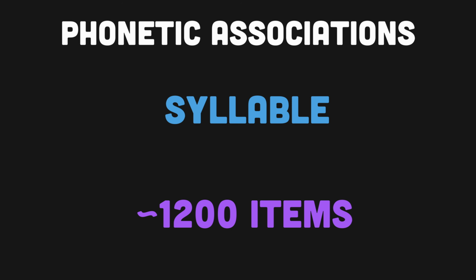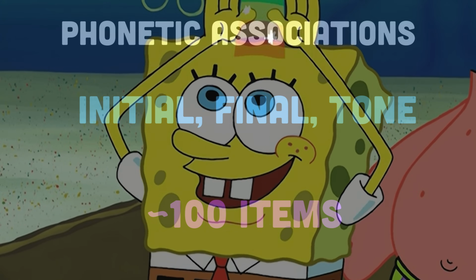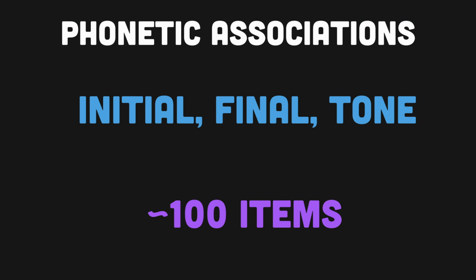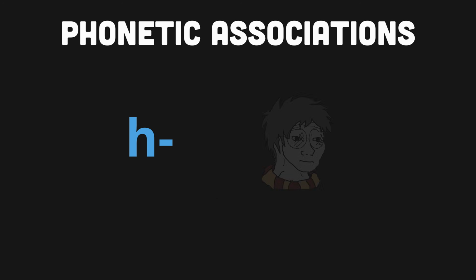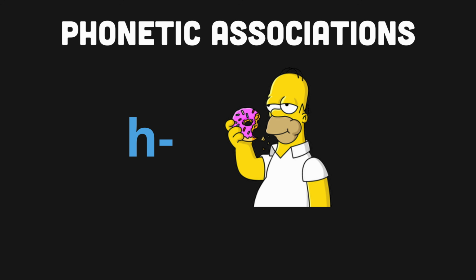Genius. Now that we have divided the Pinyin syllable up and greatly reduced the number of things we need to remember, we can assign association to each piece of pronunciation information. A good portion of these are fairly easy to do. For example, the initial H could be Harry Potter since they both begin with an H, or Homer Simpson, whatever is easiest to remember for you.